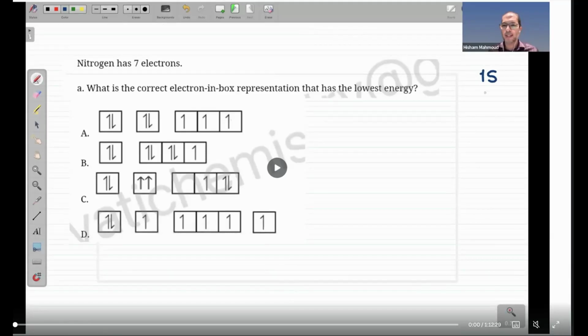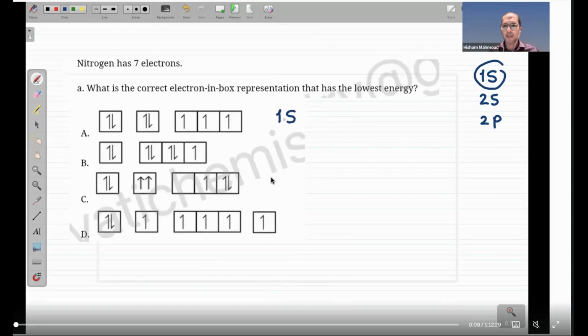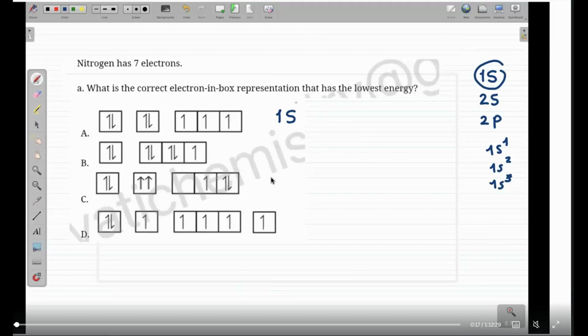So when I start the configuration, how am I going to do it? Do I say 1s or 2s or 2p? What do I start with? I'll start with 1s, right? This is the first thing that I need to make the configuration for. And then do I say 1s1 or 1s2 or 1s3?